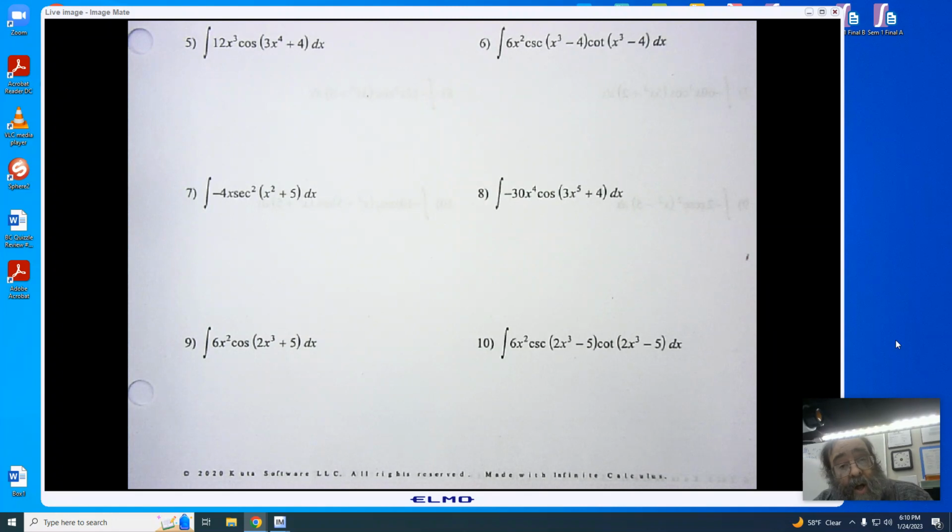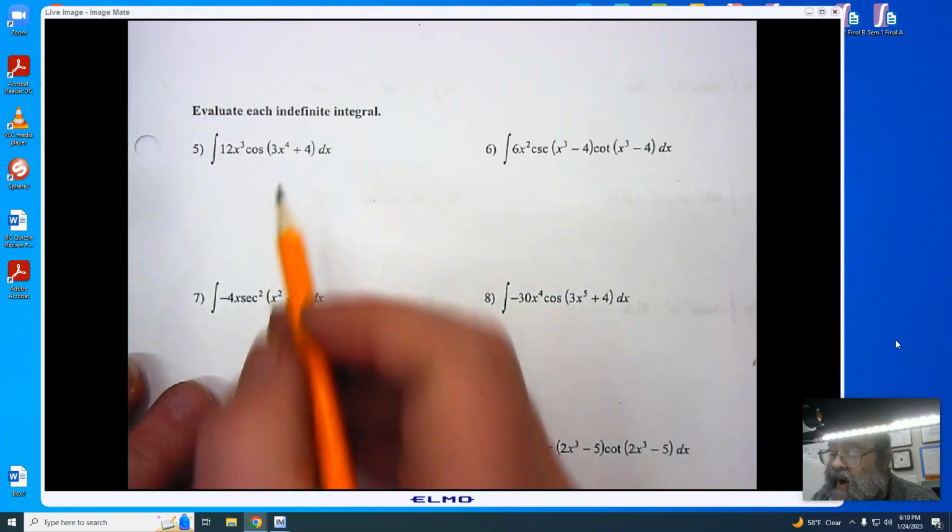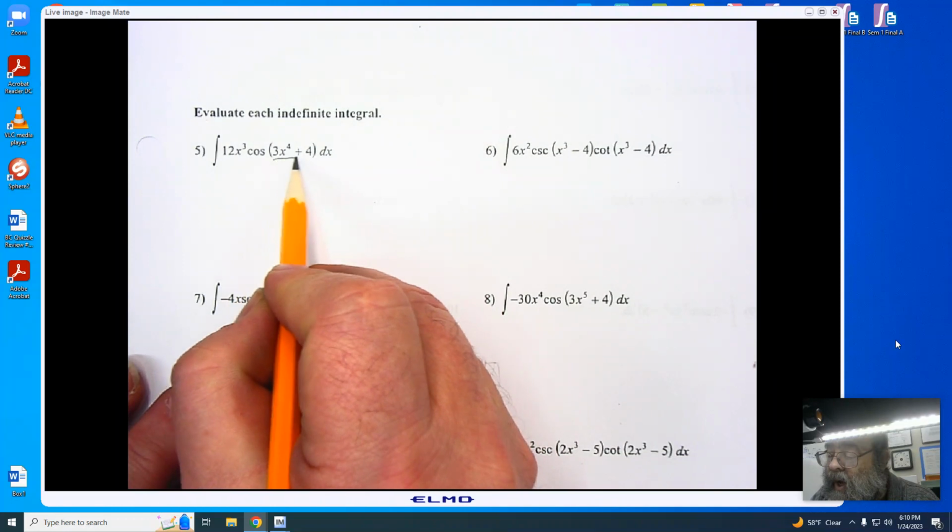Once we get done with these three, we're going to turn it over and take a look at the odd problems on the opposite side, and that was with the U-Substitution with trig number 1. So the first thing I want to do is recognize that inside of this cosine, I have this 3x to the fourth plus 4.